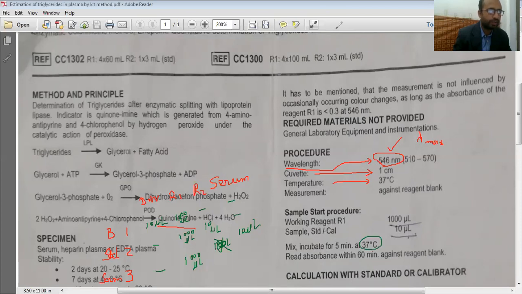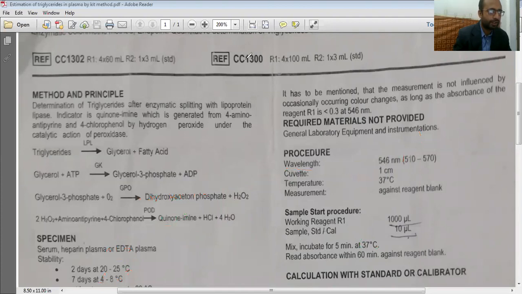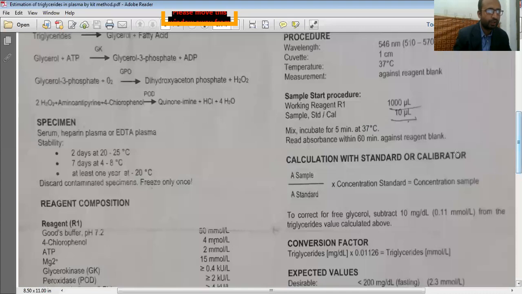Now you will place the reagent in the blank test tube in the spectrophotometer, and then you will take the absorbance. Whatever the absorbance on the spectrophotometer for blank, you will make it 0. Then you will take the absorbance of the standard. Then you will take the absorbance of the sample.